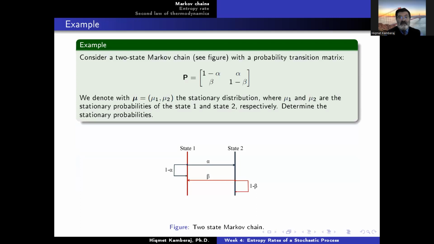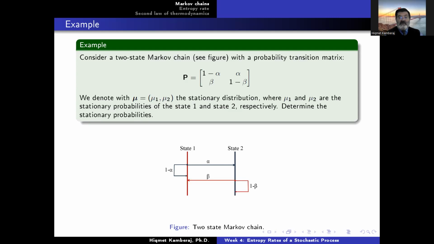We illustrate all this with an example. Consider a two-state Markov chain, as shown in the figure below, with probability transition matrix P. Here 1 minus alpha gives the probability of transition from state 1 to state 1, and alpha gives the probability of the transition from state 1 to state 2. Beta gives the probability of transition from state 2 to state 1, and 1 minus beta gives the probability of transition from state 2 to state 2.